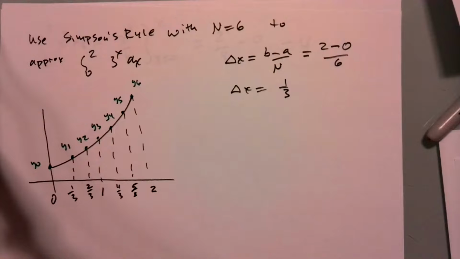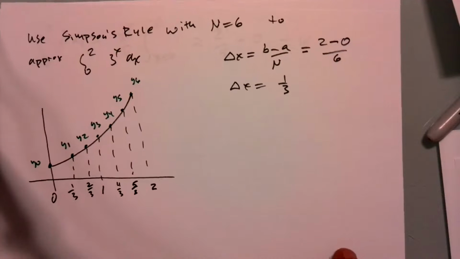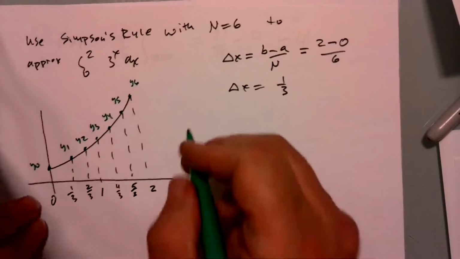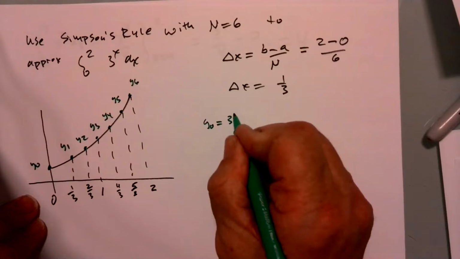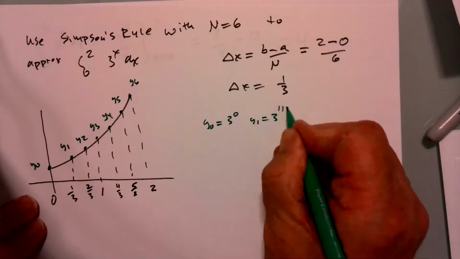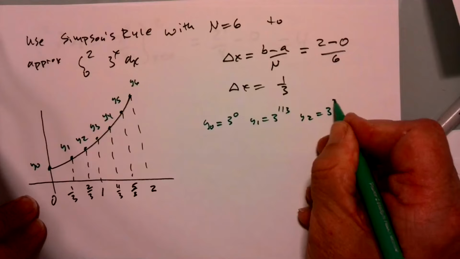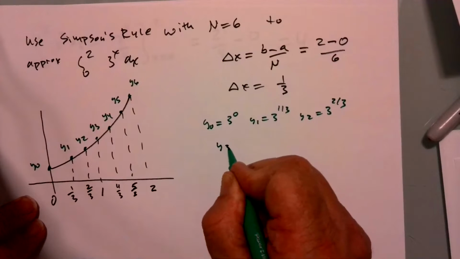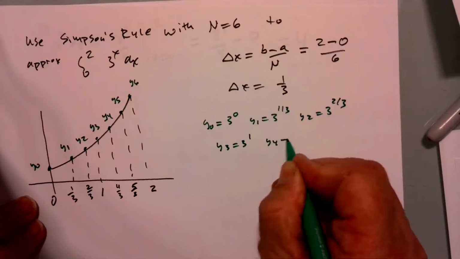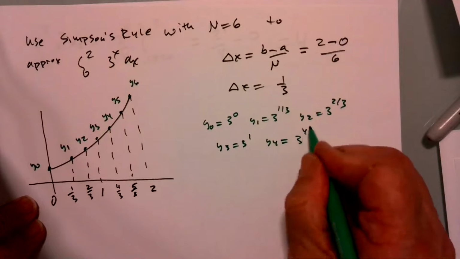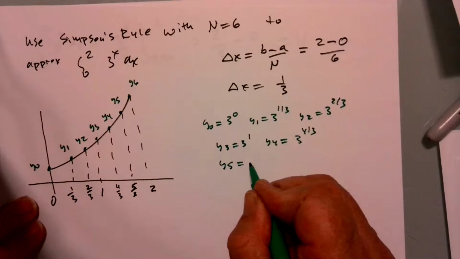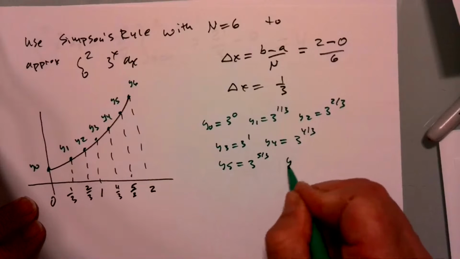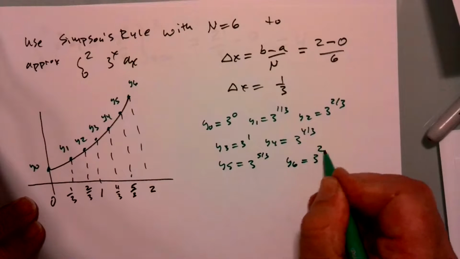What exactly is this? An approximation scheme. Oftentimes we cannot find integrals. We need a way to approximate them in the world of engineering, and numerical strategies are very useful for us in that world. Just so we're clear, y sub 0 is 3 to the 0. Y sub 1 is 3 to the 1/3. Y sub 2 is 3 to the 2/3. Y sub 3 is 3 to the 1. Y sub 4 is 3 to the 4/3. Y sub 5 is 3 to the 5/3. And y sub 6 is 3 to the 6/3, or 3 to the 2nd.